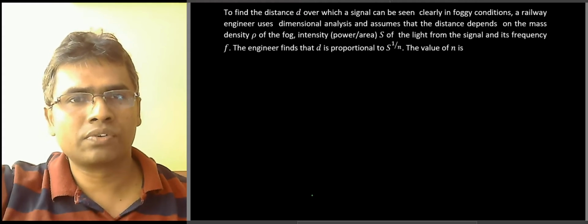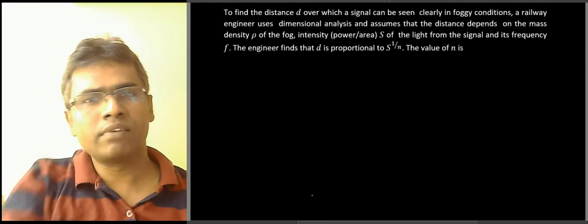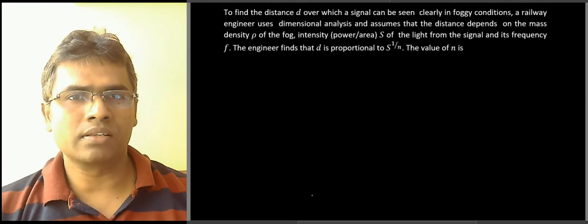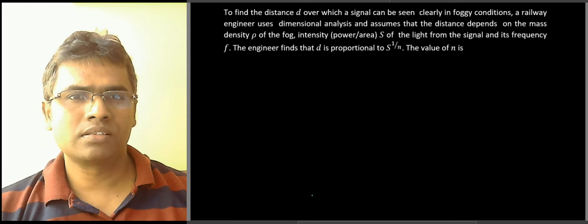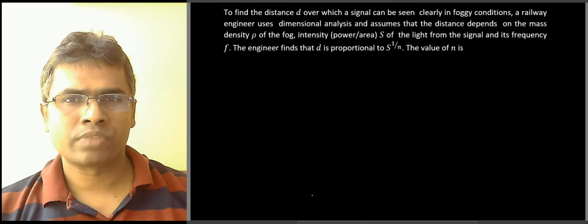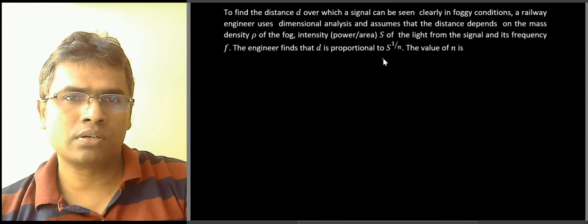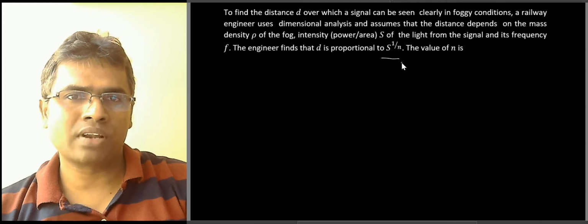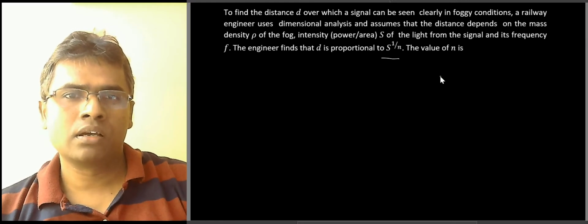To find the distance over which a signal can be seen clearly in foggy conditions, a railway engineer uses dimensional analysis. He assumes that the distance depends on the mass density of the fog, the intensity of light coming from the signal, and its frequency. His analysis shows that the distance is proportional to s to the power 1 over n, where s is the intensity of light from the signal. We are asked to find the value of n.